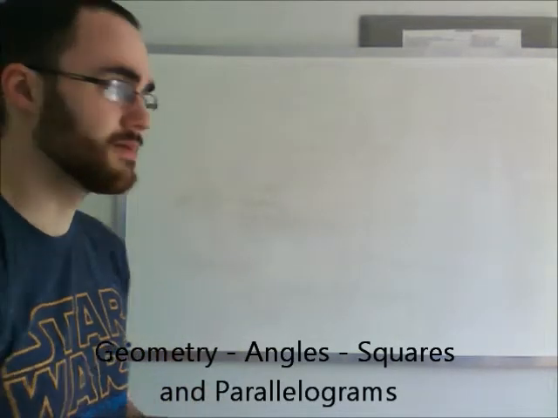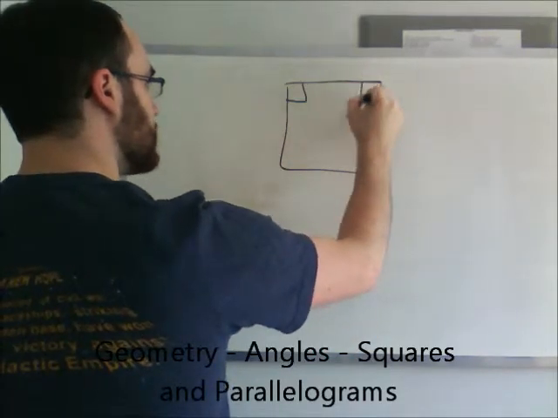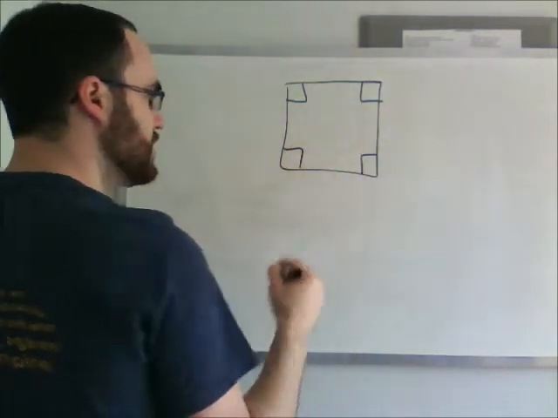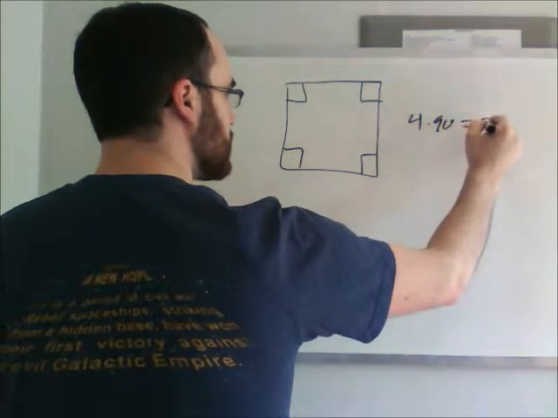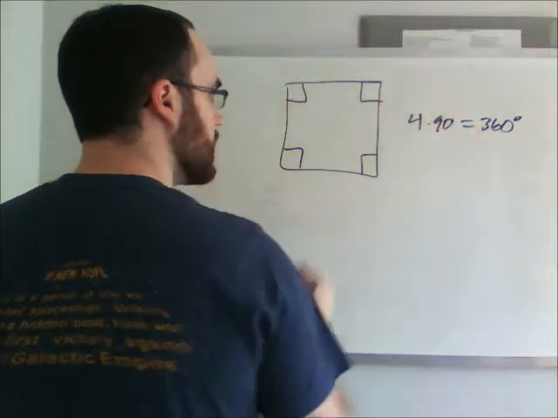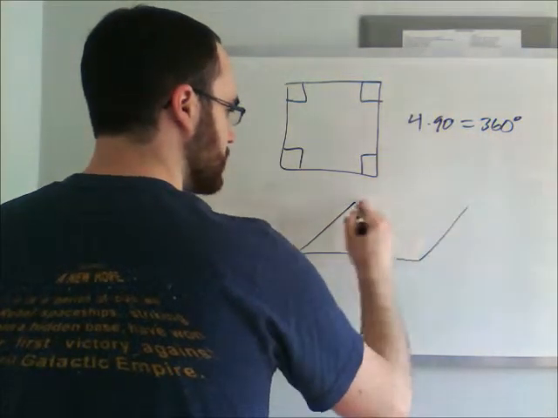Going to talk about squares and parallelograms. If we have a square, we have 4 right angles inside the square, each of which is 90 degrees. So 4 times 90 is going to be equal to 360 degrees. If that's true, we can also say it for parallelograms.